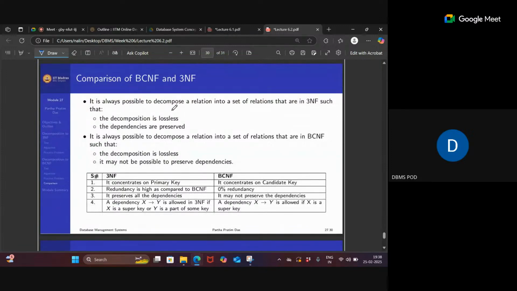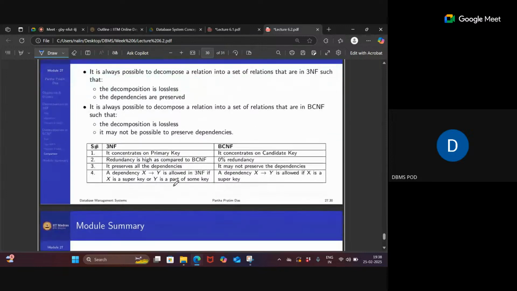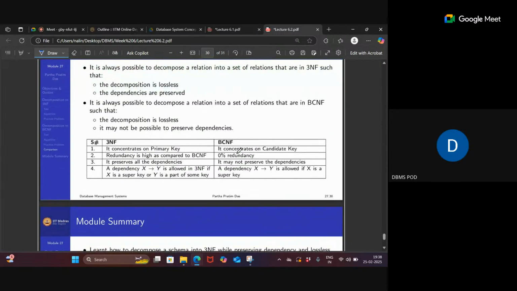It is always possible to decompose a relation into a set of relations that are in 3NF, such that the decomposition is lossless and dependencies are preserved. And it is always possible to decompose a relation into a set of relations that are in BCNF. We can decompose our relation into either 3NF or BCNF. But 3NF always guarantees lossless and dependency preserving decompositions. But for BCNF, the decomposition is lossless, but it may not be possible to preserve dependencies. This is the difference between 3NF and BCNF.